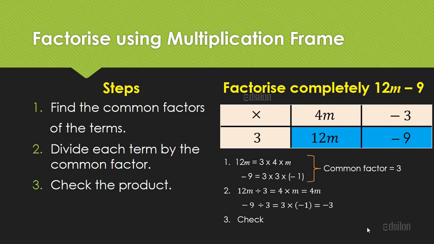What are the factors of 12m minus 9? From the multiplication frame, we see that one of the factors is 3, and the other factor is 4m minus 3. So how do we present the answer? We write 12m minus 9 equals 3 times of 4m minus 3. Let us now look at another example.